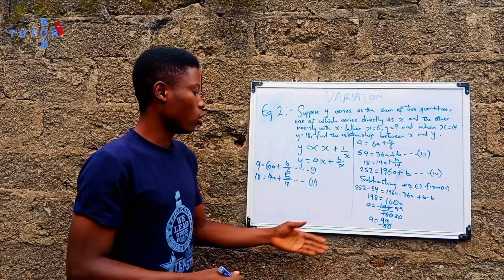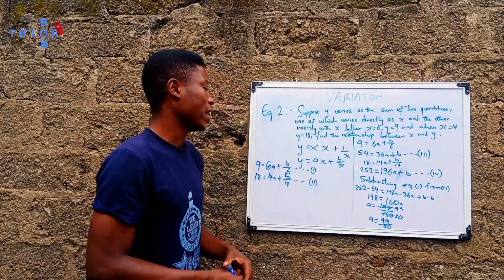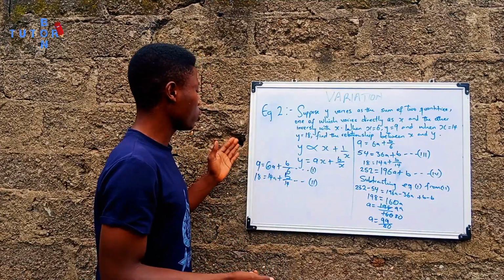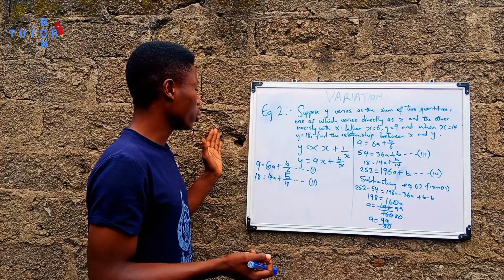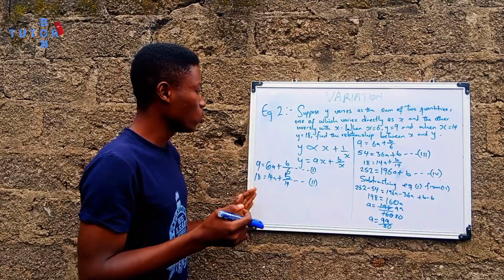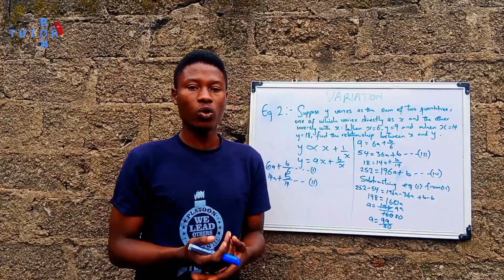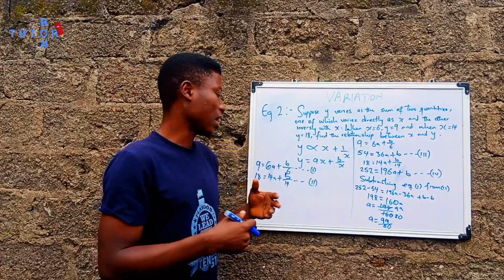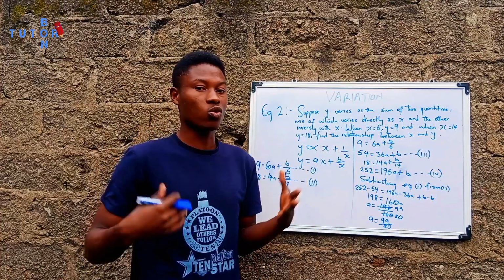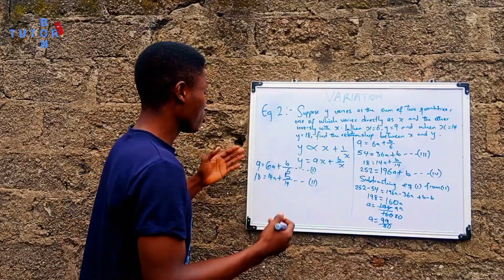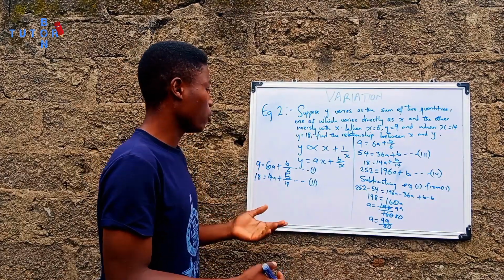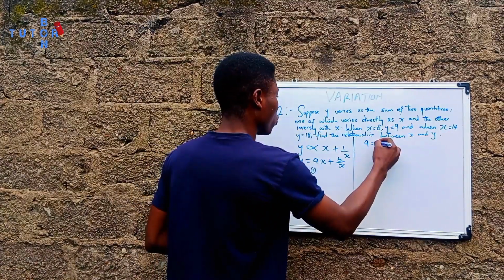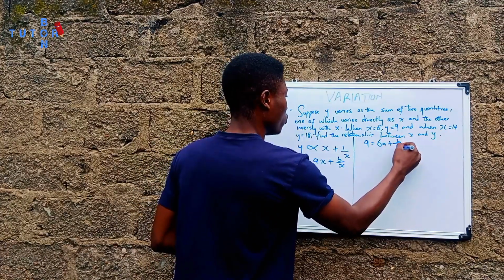Now that I have the value of a to be 99 over 80, I can substitute it into any of the equations I'm having here for me to have the answer. I can substitute it into equation 1, 2, 3, or 4. I can pick any of the equations to substitute my answer. So I'll be picking equation 1, since it has the least values for me to be able to do easy multiplication. Substituting it into equation 1, and equation 1 is 9 equals 6a plus b over 6.